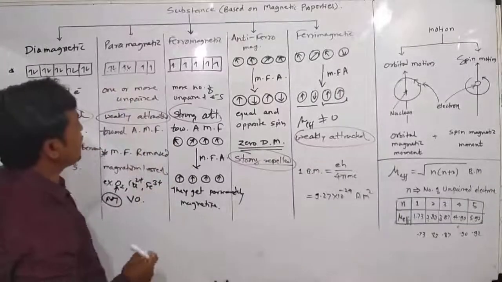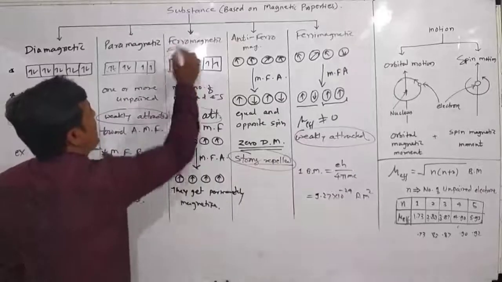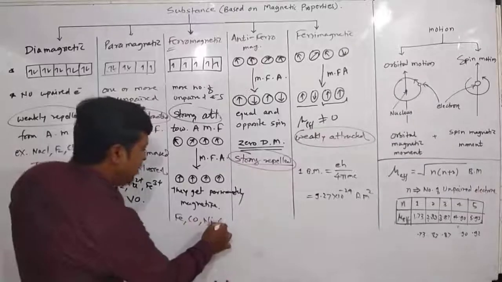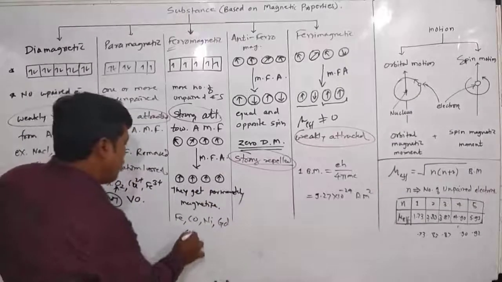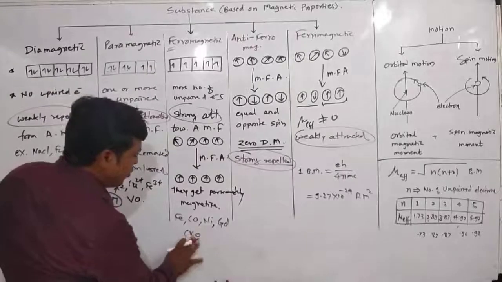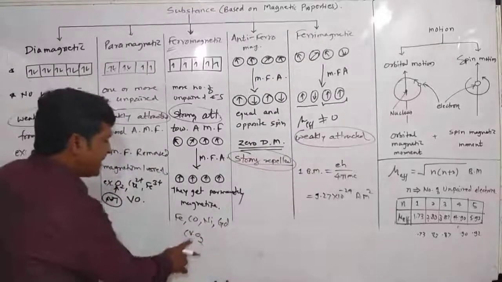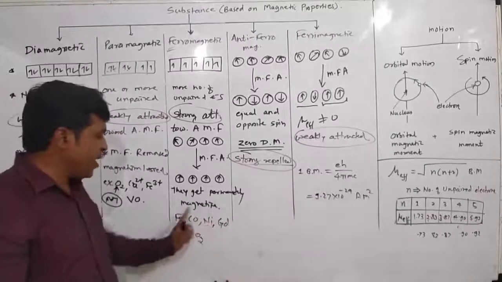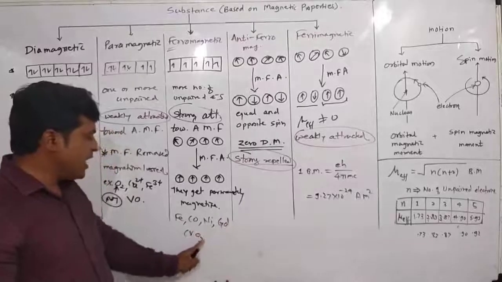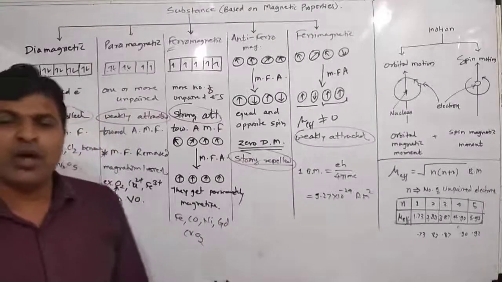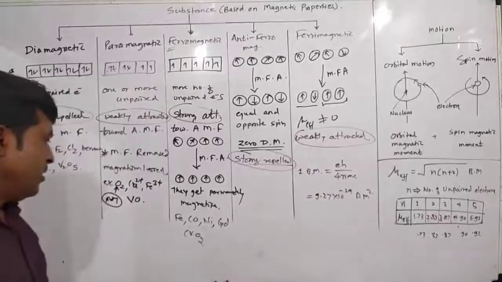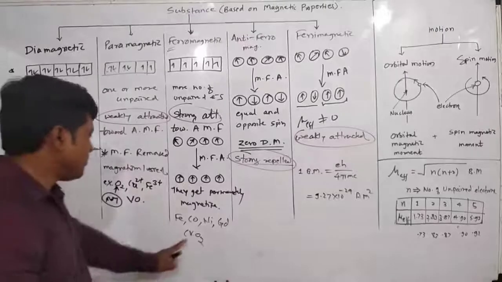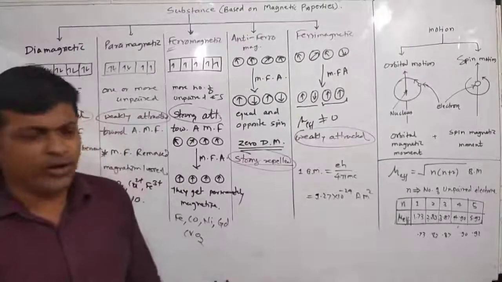Now, what about ferromagnetic substances? Ferro, underline Fe: Fe, Co, Ni. Another one is gadolinium, and the most important example is CrO2. Once again, iron, cobalt, nickel, gadolinium, CrO2, and CrO2 is used for making tape and audio recorders.